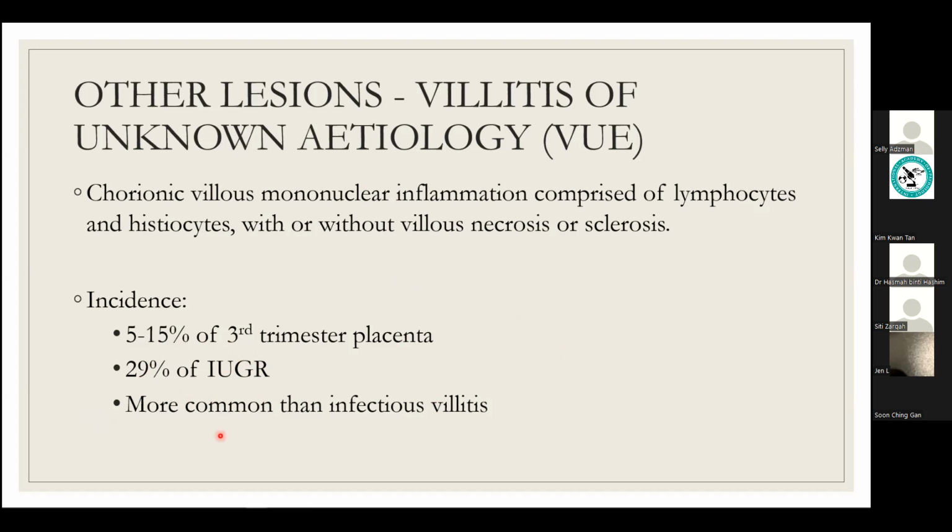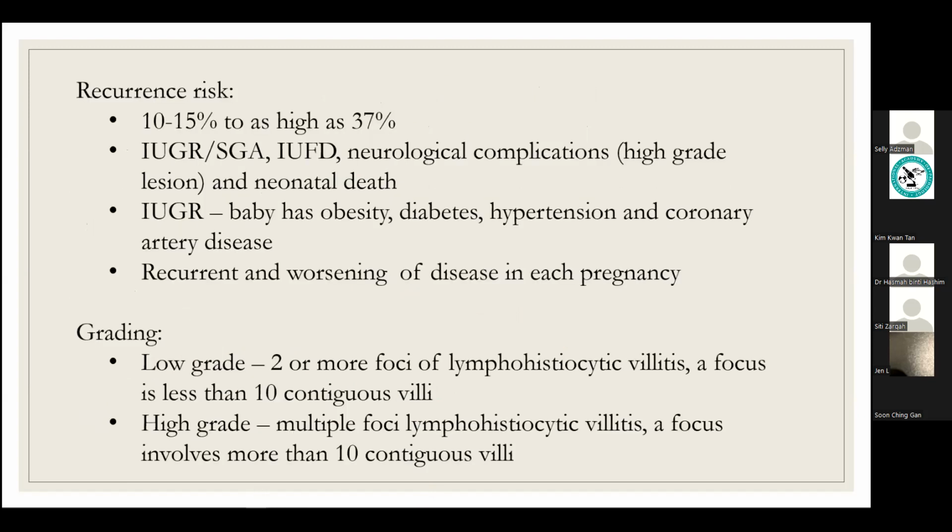And it's more common than the infectious villitis, infectious chronic villitis. Again, just to highlight, its recurrent risk is 10 to 15%, as high as 40%. It is associated with IUGR, SGA, intrauterine fetal death, neurological complications, usually the high-grade ones, and neonatal death.